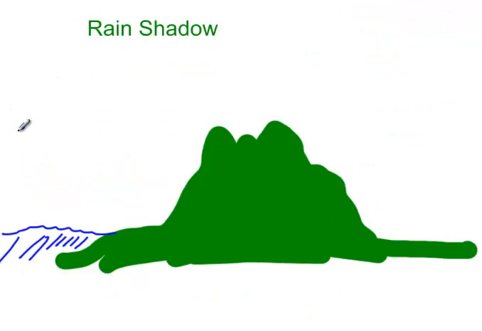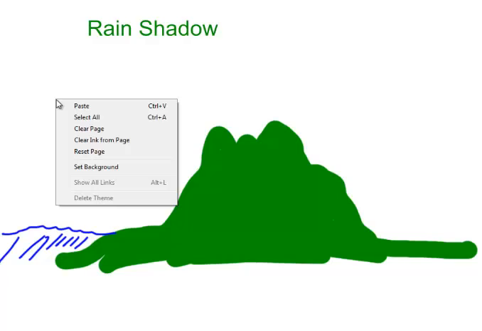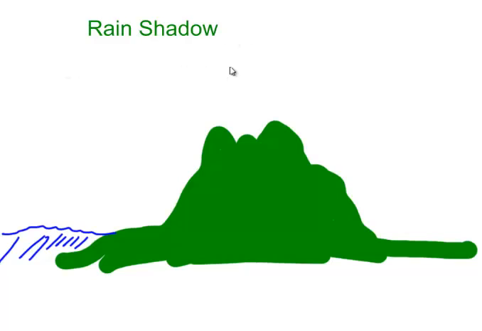A rain shadow is just like a regular shadow. With a regular shadow, we hold our hand up, the light hits our hand, and the area behind it, you don't get any light because it's blocked. Same thing, except here we're talking about rain.